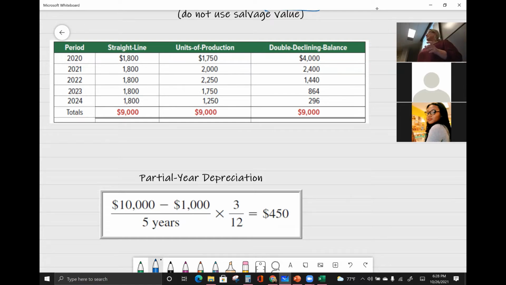Does that make sense? It's just different on how we calculate and what the entries are for the year. Do y'all have any questions on it?